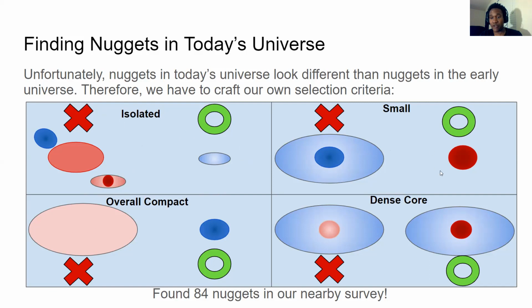Nuggets we know are also very small, so we want to make sure that we have small galaxies as well. And on top of that, they're very compact, so we want to choose against large diffuse galaxies. Finally, we know that nuggets have a dense core due to the way that they form. So we want to make sure that the galaxies we choose have dense cores as well. With that said, we found 84 nuggets in our nearby galaxy survey.